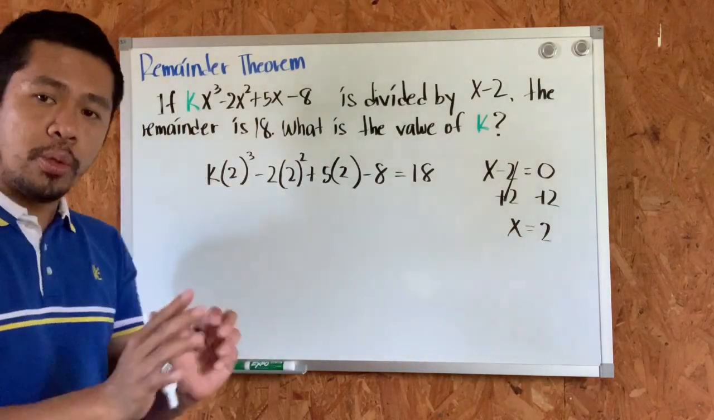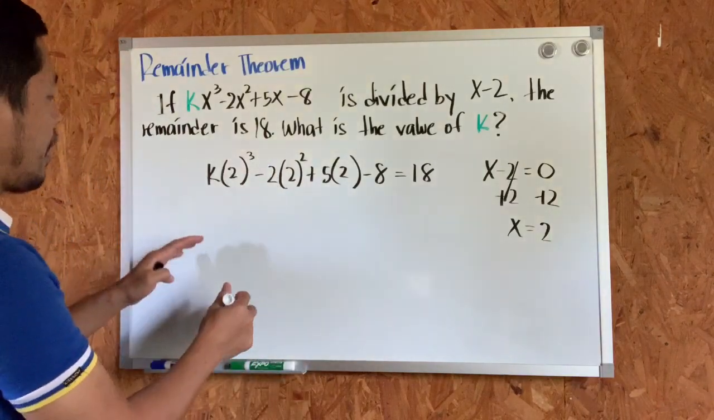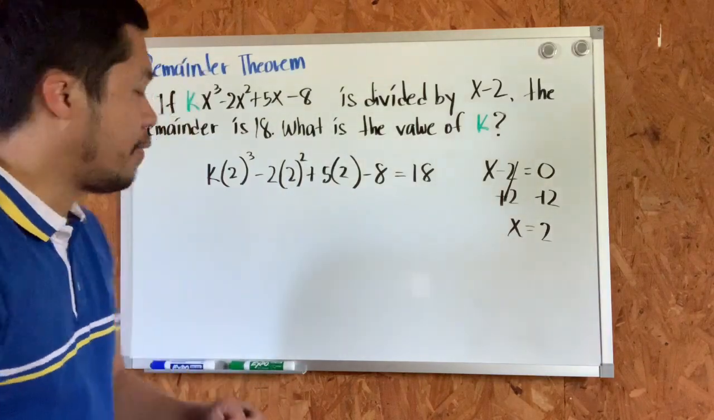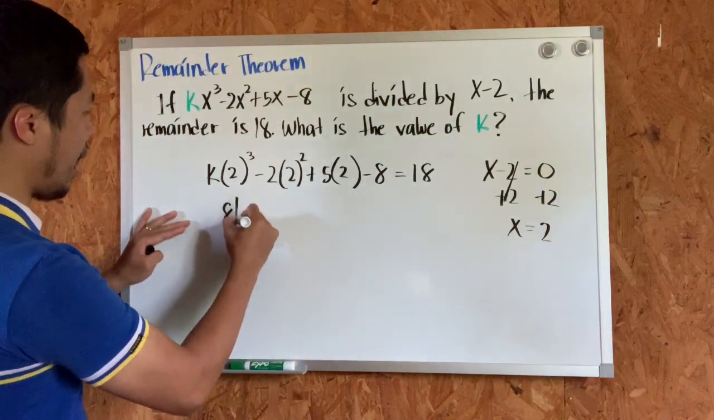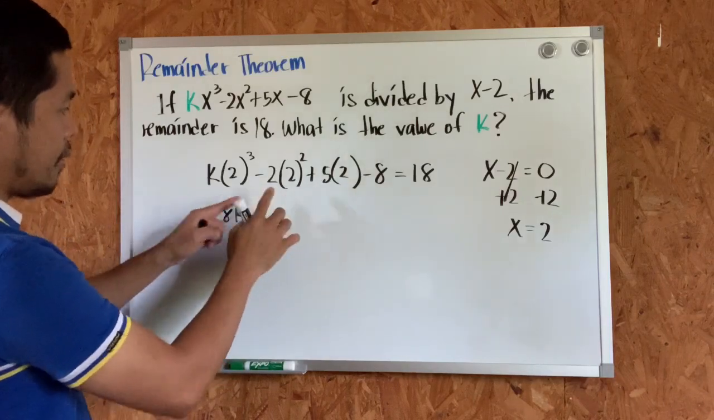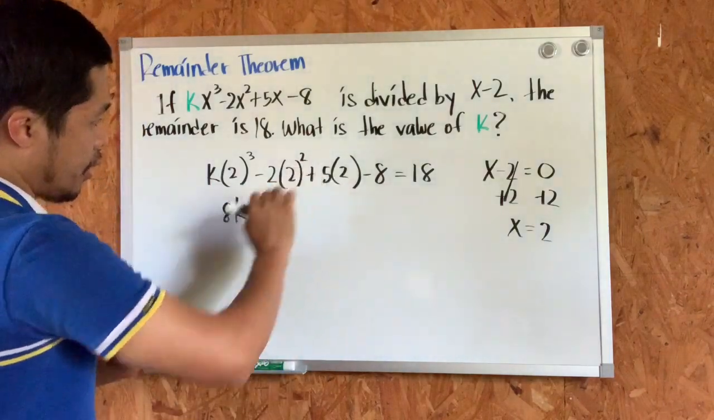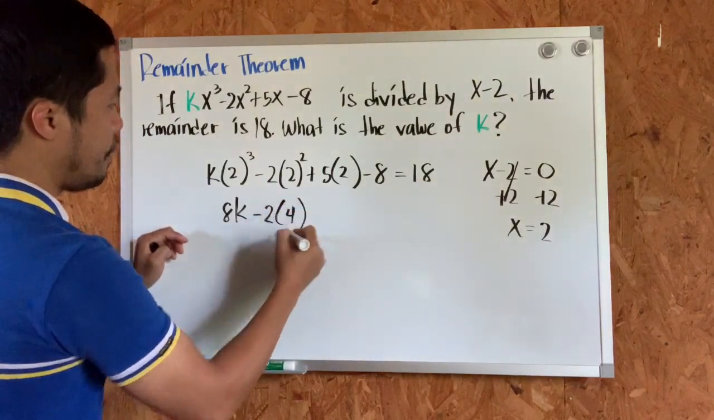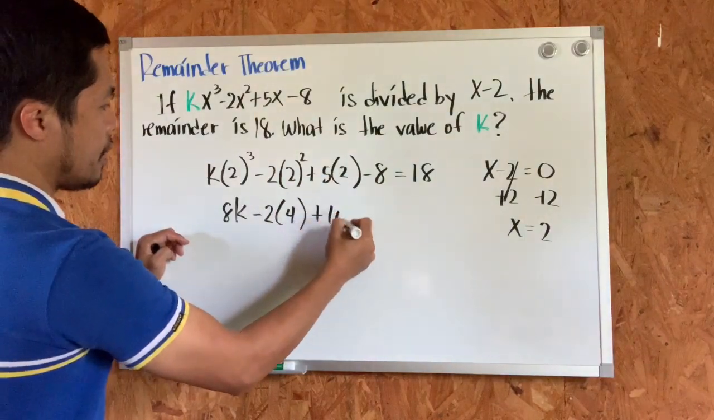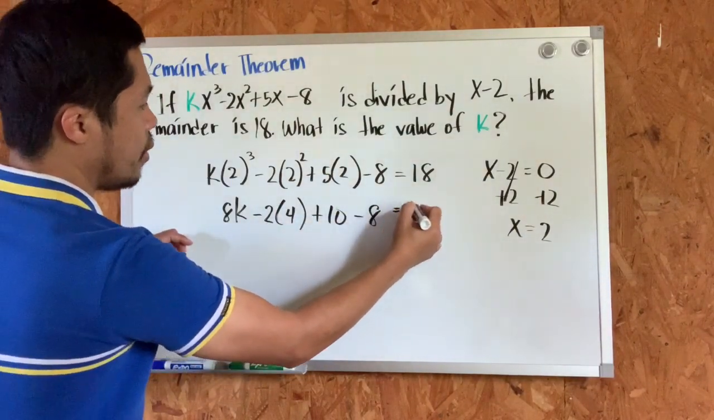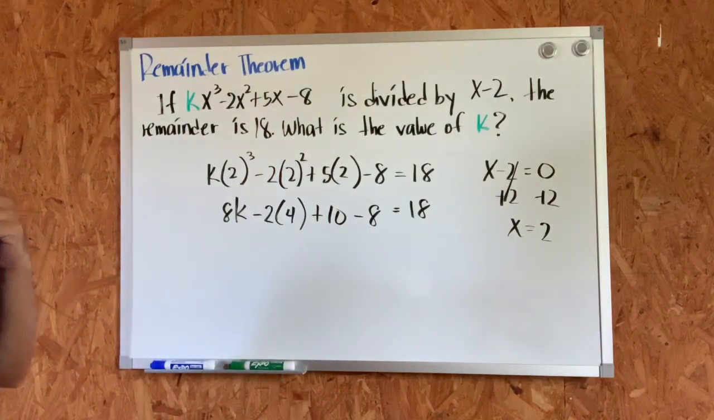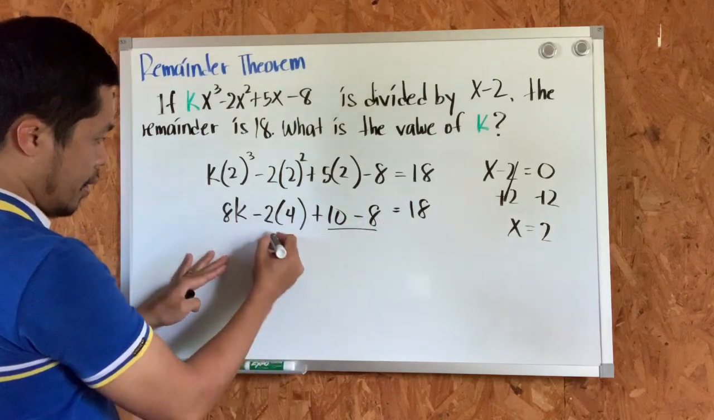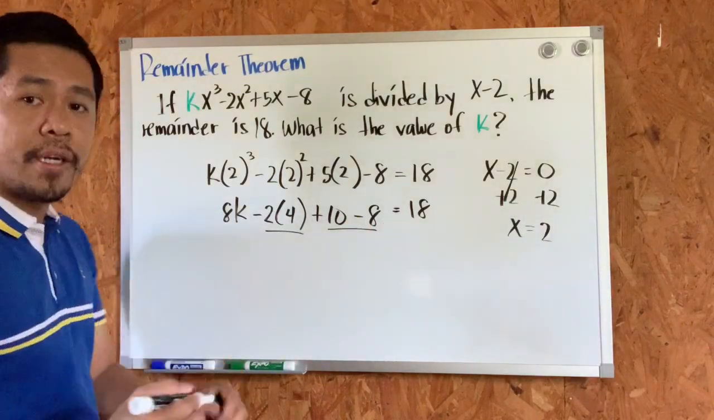So don't multiply 2 and k. We have to solve 2 raised to 3 first. So 2 raised to 3 means 2 times 2 times 2, and that will give us 8. So this will be 8k minus, again, don't multiply 2 and 2. You need to solve 2 squared first, so that's 2 times 2, which is equal to 4. And this will be equal to 10 minus 8 equals 18. Okay, this is equal to 2, 10 minus 8. Negative 2 times 4 is negative 8.